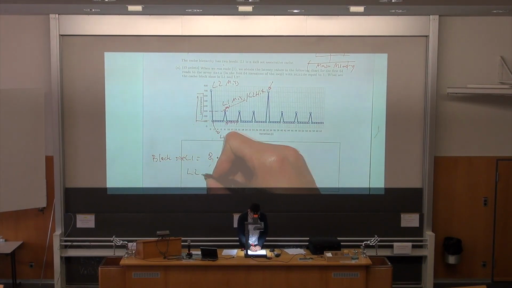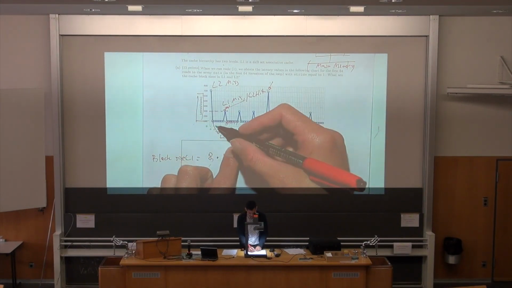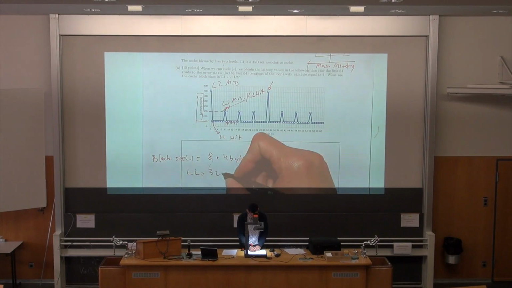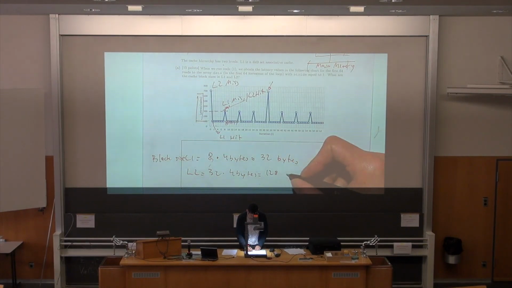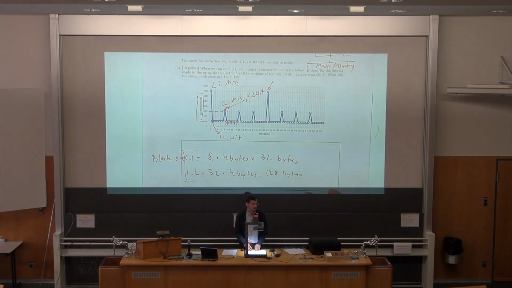And for L2 it's the same. You just count between 2 consecutive L2 misses. And if you count, you're going to see that it's 32, so it's 32 bytes. This is 128, right? The block size. Any question here? Okay.